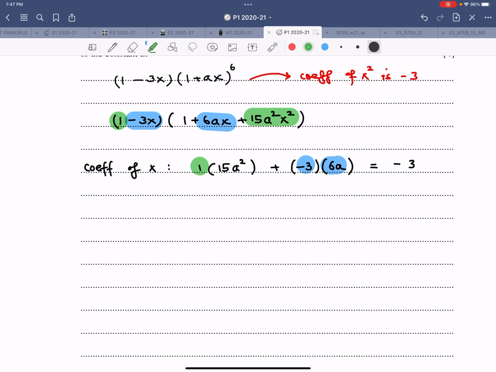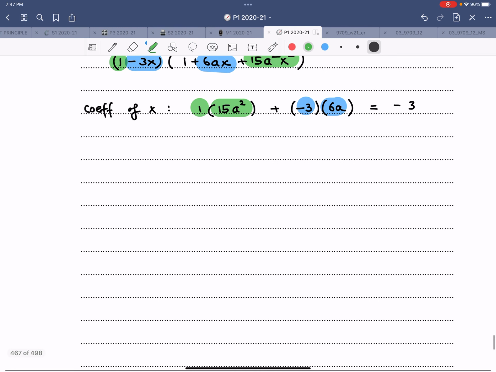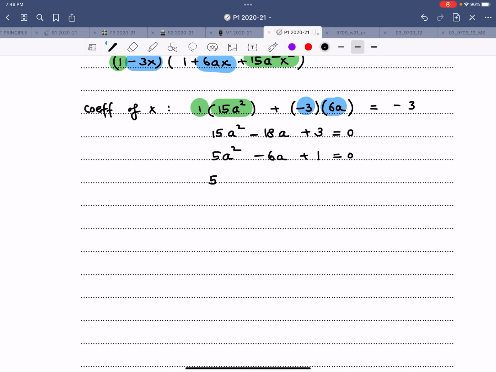So now when we multiply, this is 15a squared and this is minus 18a, and plus 3 equals 0. Simplify it: 5a squared minus 6a plus 1 equals 0. 5a squared minus 5a, minus a, plus 1 equals 0.